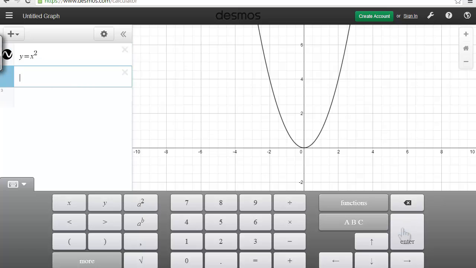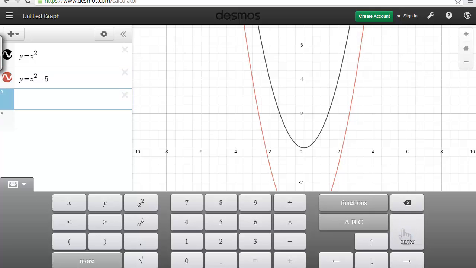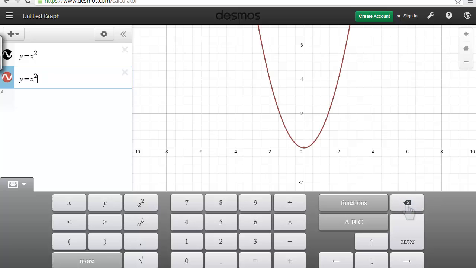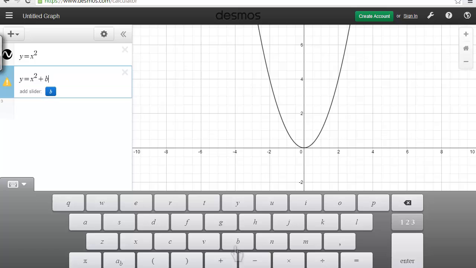Alright, let's make another function. So y equals, say, x squared, but let's this time add 2. And we saw that went up by 2. What if I type add 6? Goes up by 6. Subtract 5. Goes down.